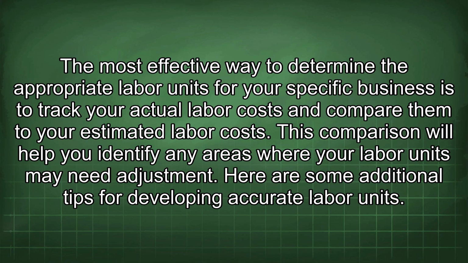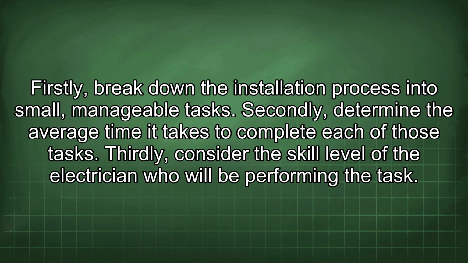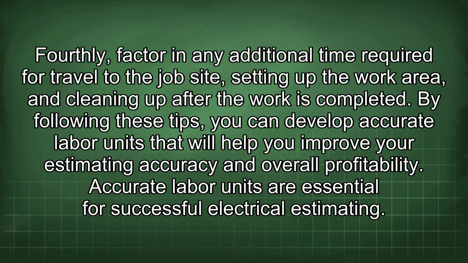Here are some additional tips for developing accurate labor units. Firstly, break down the installation process into small, manageable tasks. Secondly, determine the average time it takes to complete each of those tasks. Thirdly, consider the skill level of the electrician who will be performing the task. Fourthly, factor in any additional time required for travel to the job site, setting up the work area, and cleaning up after the work is completed.